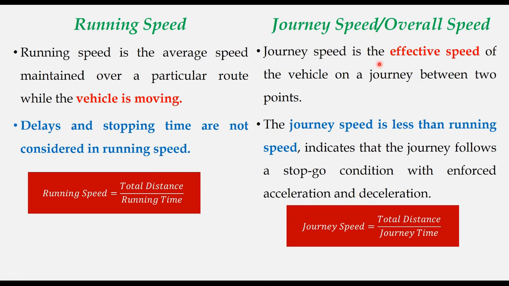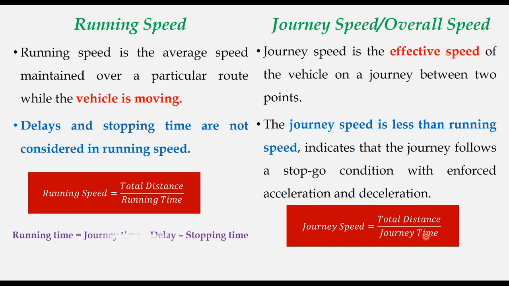Whereas in the case of journey speed, it is also called overall speed. It is the effective speed, meaning you determine the total time spent by the driver from A to B. So journey speed is less than running speed, and that will indicate that the journey follows a stop-go condition with enforced acceleration and deceleration. Total distance upon journey time.